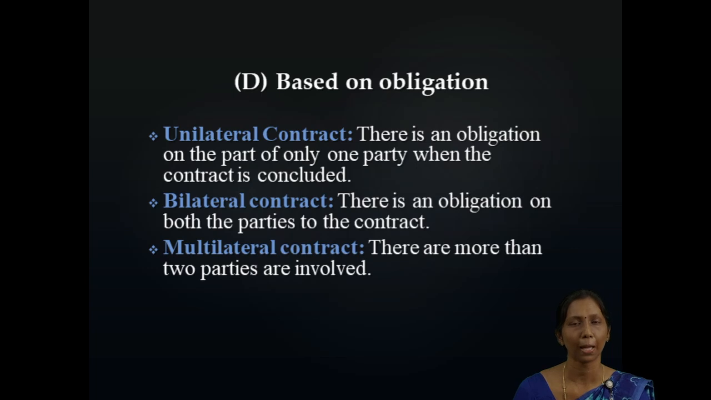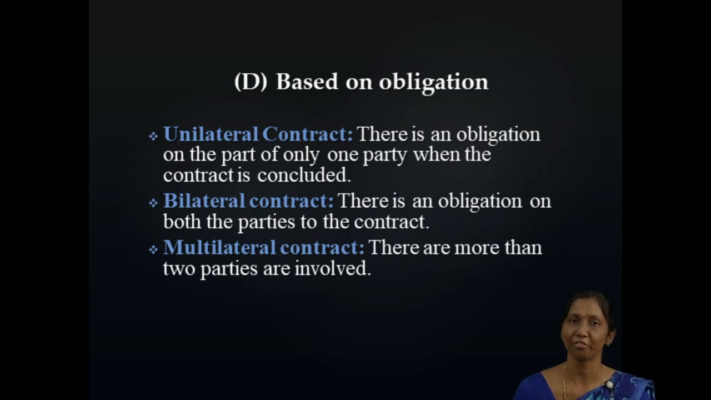So next one, based on the obligation, we are dividing the contract: unilateral, bilateral and multilateral. So, unilateral contract. Unilateral means only one side. There is an obligation on the part of only one party when the contract is concluded. For example, we can say a court judgment.